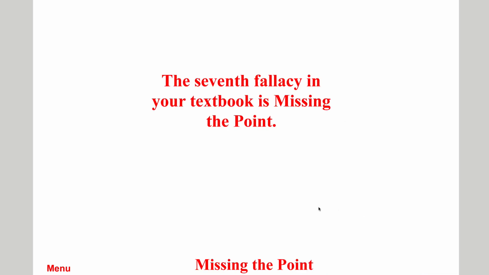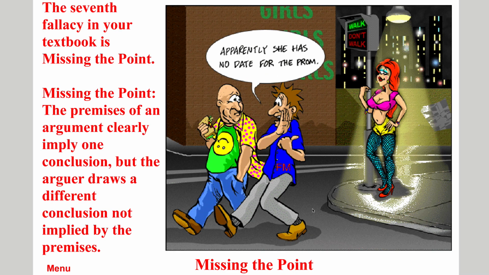The seventh fallacy in the textbook is missing the point. Missing the point: the premises of an argument clearly imply one conclusion, but the arguer draws a different conclusion not implied by the premises. Apparently, she has no date for the prom. Okay, we'll get to this.